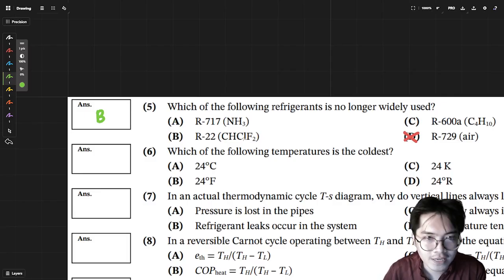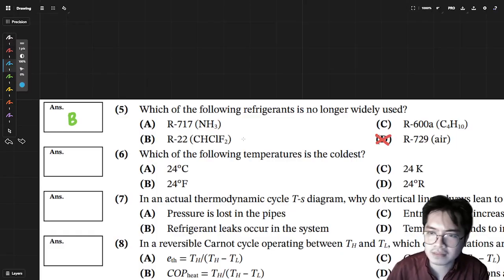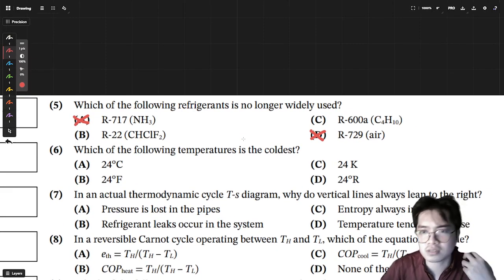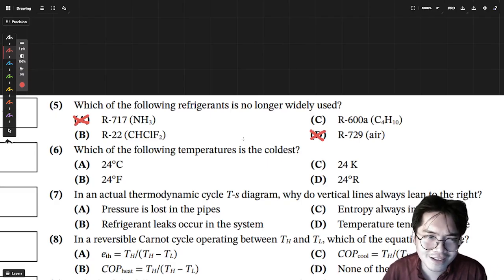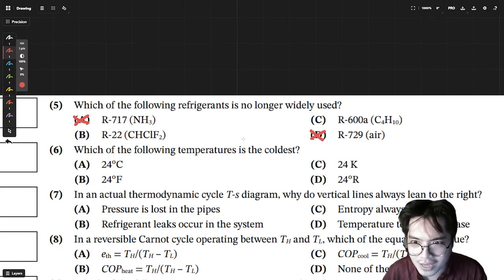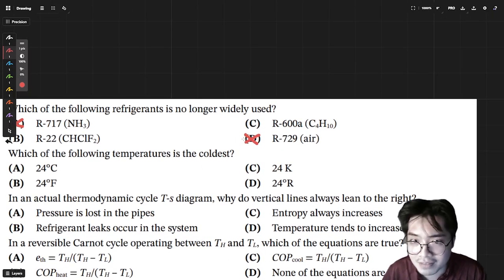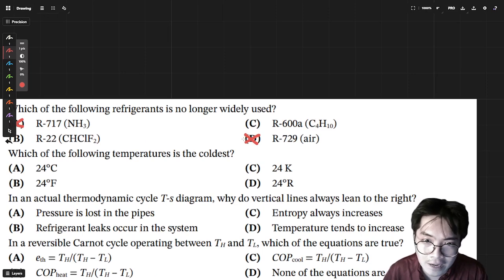That's letter B. Letter A, you actually use ammonia still. But that's very dangerous in and of itself. It's not dangerous because it's poisonous, although, of course, everything can be poisonous with enough of a dose. It's just that sometimes it explodes. And letter C, same thing. This is butane, actually, C4H10.